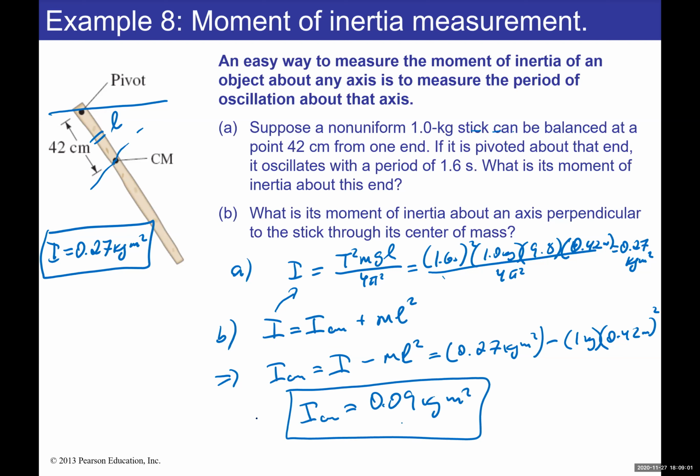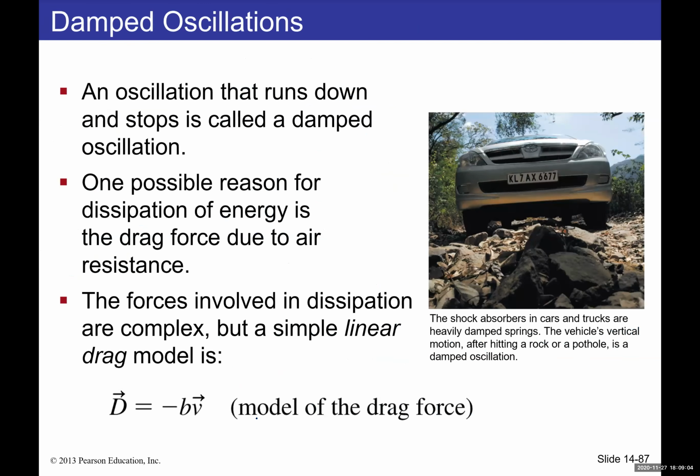All right, so this was for the physical pendulum example. The last thing we're going to talk about in this chapter is what we call damped oscillations, which means going back to, for example, the spring system. Now there's a friction. If there's friction, then there's another force acting on the system that dissipates energy. That means it's acting as a drag force. So an oscillation that runs down and stops is called a damped oscillation. Obviously, if there's friction, the spring is going to go back and forth, but each time reaching less distance than before until it eventually stops.